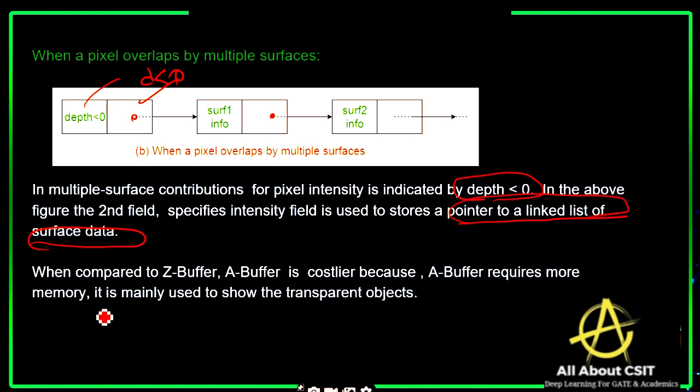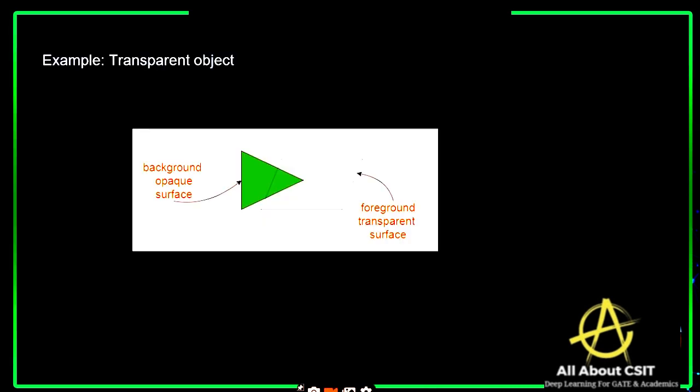When compared to the Z buffer, A buffer is costlier. Why is it costlier? Because ABuffer requires more memory. It is mainly used to show the transparent object. Whereas ZBuffer is not used for the transparent object, ABuffer is used to show the transparent object also. Whenever we are trying to show the transparent objects, we will require more memory. So that's why ABuffer is costlier when compared to the ZBuffer.